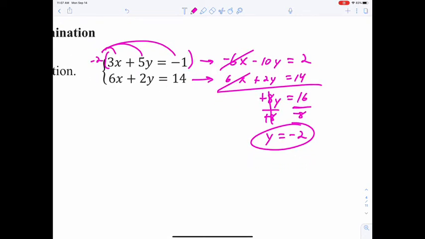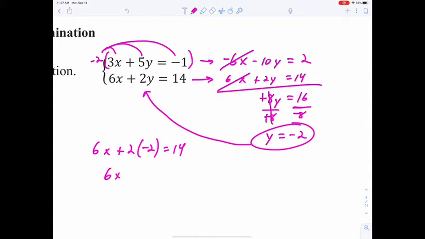Now we're going to pick one of the 2 original equations, plug in this -2 for y, and get x. Doesn't matter which one you choose. I'm just going to choose this second equation down here. So 6x plus 2 times, we know y is actually -2. Watch your parentheses here. Equals 14. So we've got 6x minus 4 equals 14.